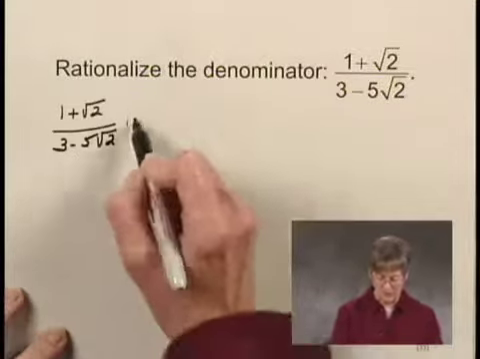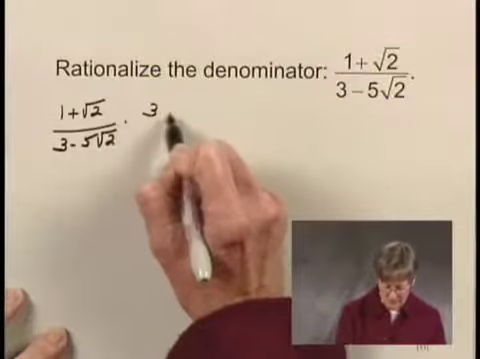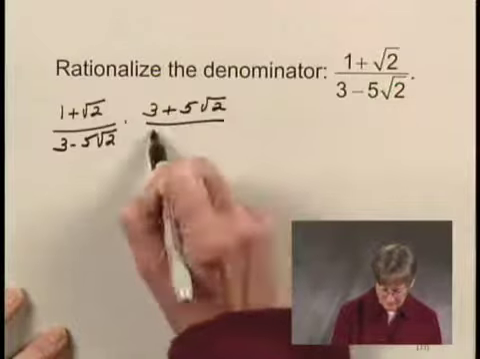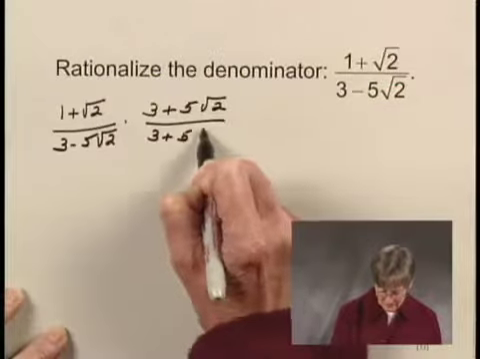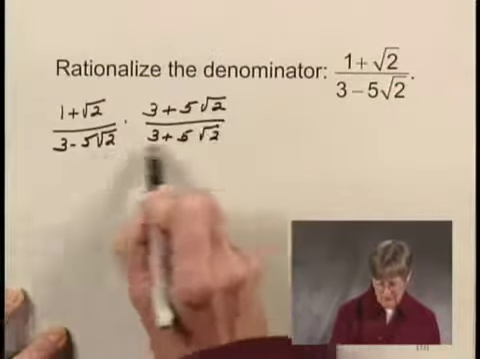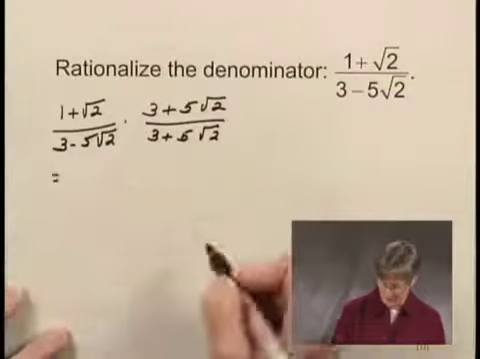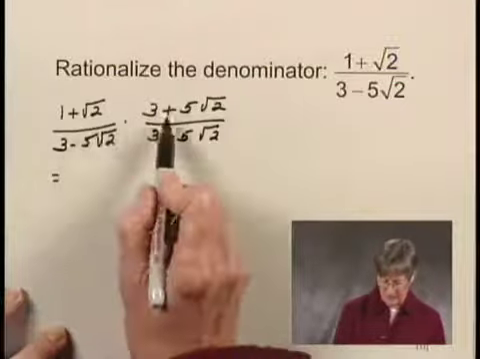So I'm going to multiply this by 1 in the form of 3 plus 5 times the square root of 2 over 3 plus 5 times the square root of 2. These two expressions are conjugates. And now let's just do this multiplication. I'm going to use FOIL in the numerator.